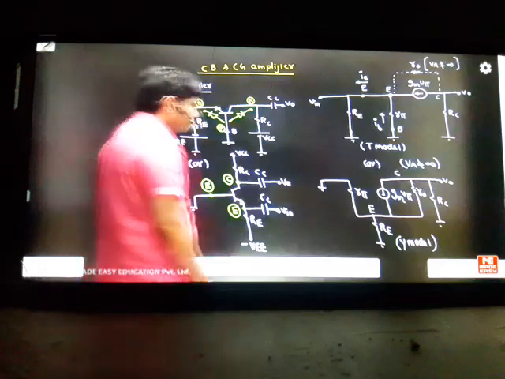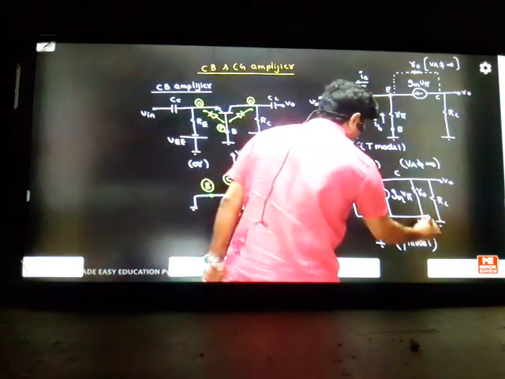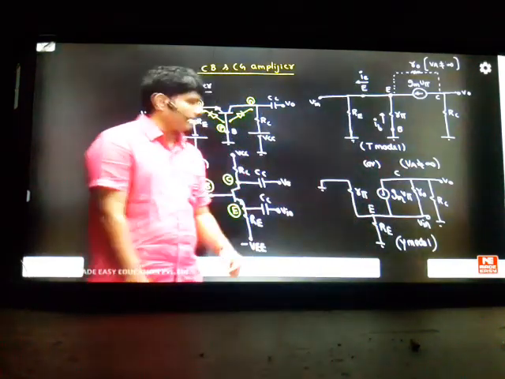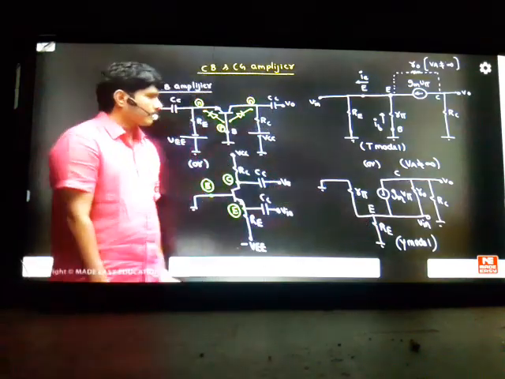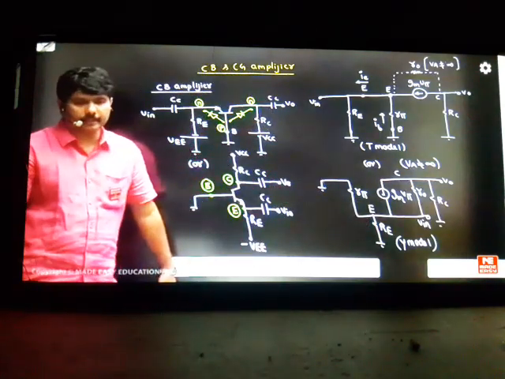I think you have to take your input here, my friend. Your input is here. Is there any ground? Is there input? Emitter is input. So take the input here, and this will be ground. In the Y model, the input is taken at the emitter point, not at the base point.